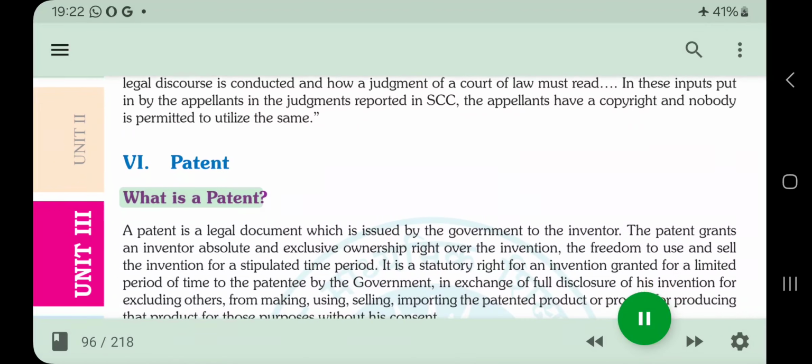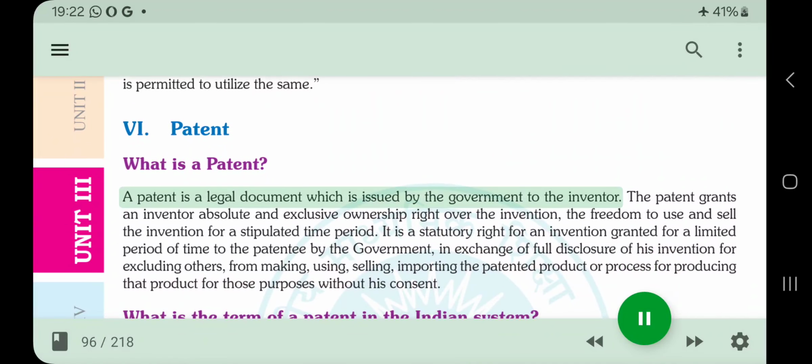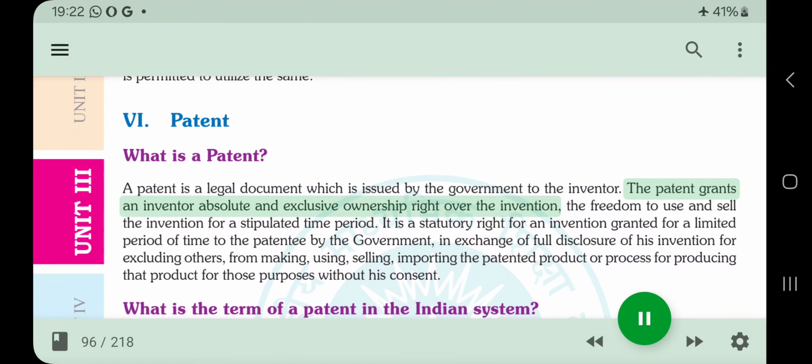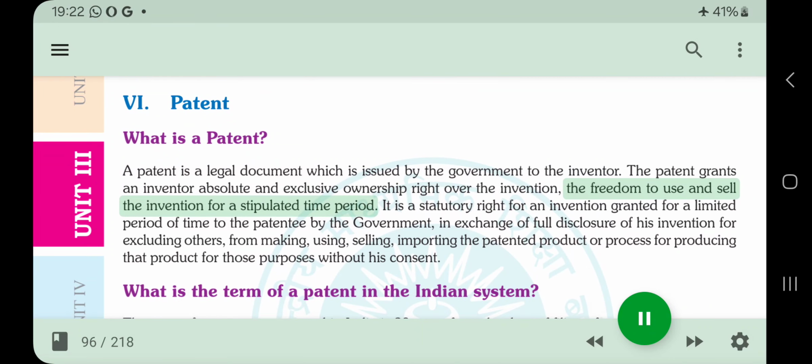Patent. What is a patent? A patent is a legal document which is issued by the government to the inventor. The patent grants an inventor absolute and exclusive ownership right over the invention, the freedom to use and sell the invention for a stipulated time period.